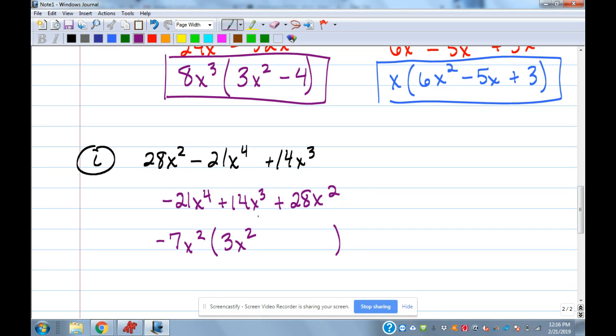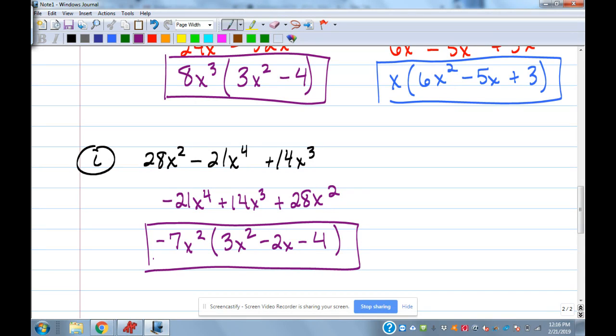What times negative 7 would give me a positive 14? That's the negative 2x. And then what times negative 7 would give me a positive 24? That'd be a negative 4. So it changes the sign of everybody on the inside if you pull a negative, and the only time you're going to do that is if the front piece is negative.